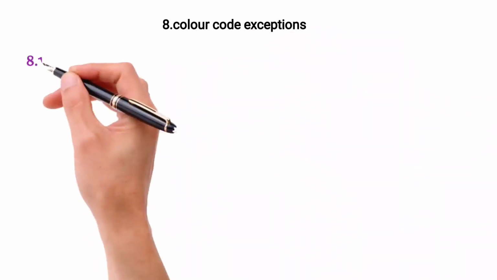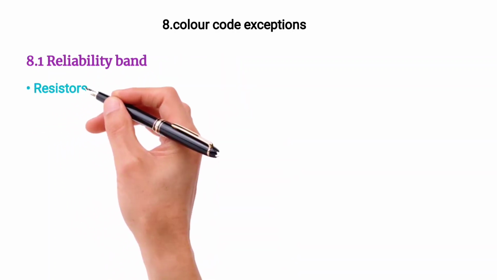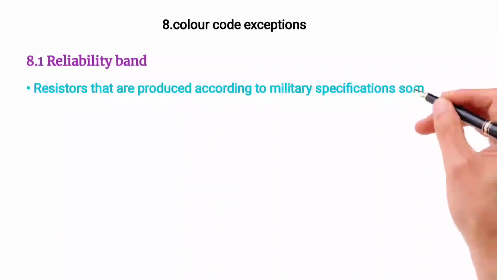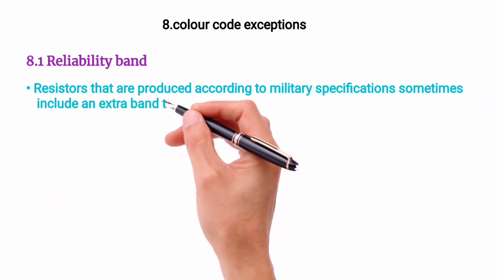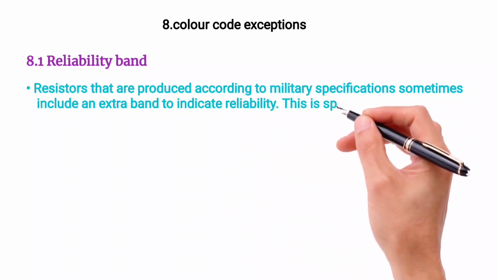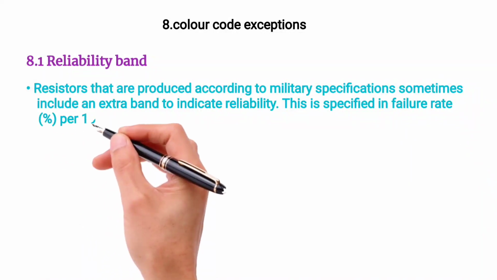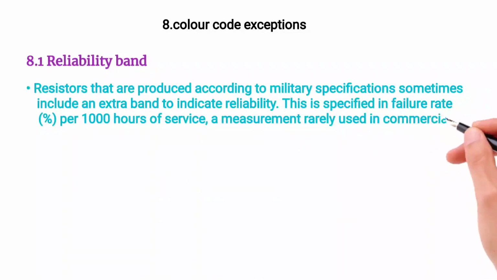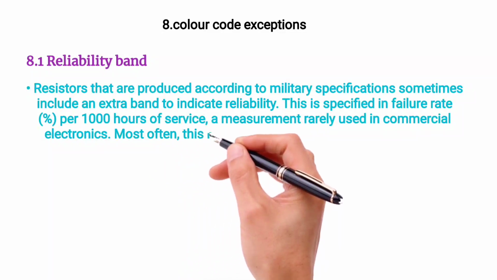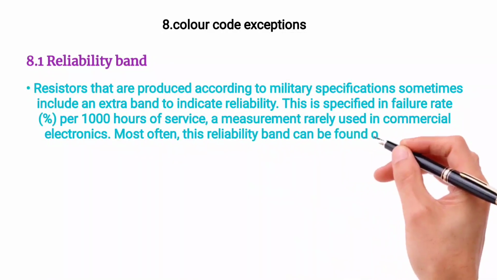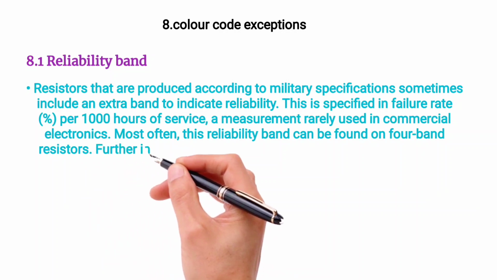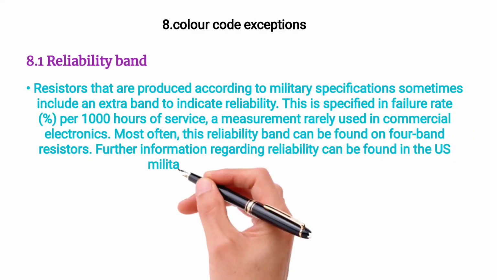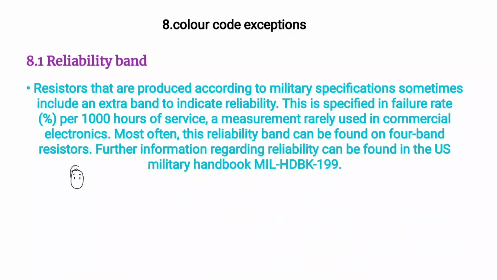Color code exceptions. Reliability band. Resistors that are produced according to military specifications sometimes include an extra band to indicate reliability. This is specified in failure rate percent per 1000 hours of service, a measurement rarely used in commercial electronics. Most often, this reliability band can be found on 4-band resistors. Further information regarding reliability can be found in the U.S. Military Handbook MIL-HDBK-199.